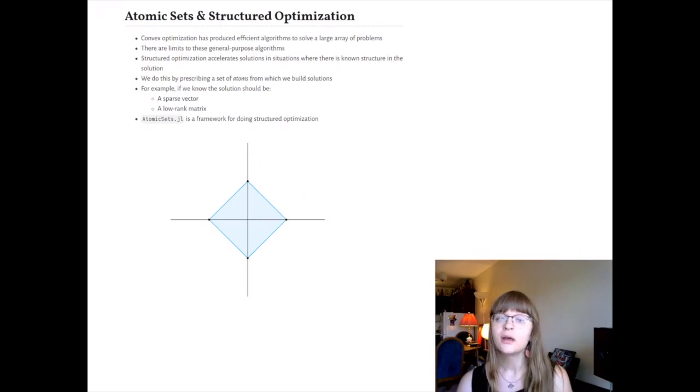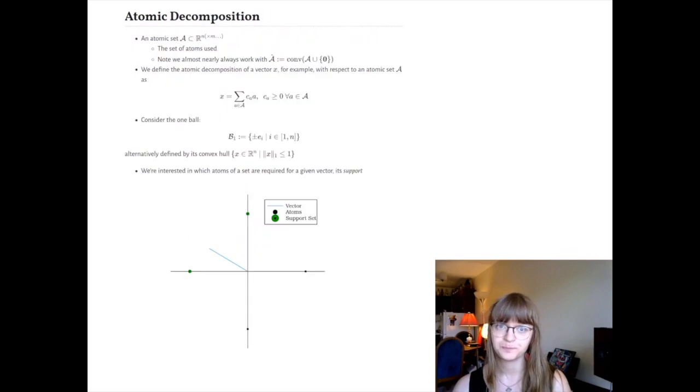the solution. The way we do this is by prescribing a set of atoms from which we can build solutions more efficiently. So for example, if we know that our solution should be a sparse vector, we would expect it to be built from a small number of basis vectors, and so those are our atoms. Or if we expect our solution to be a low-rank matrix, then again, we would expect it to be built from a small number of rank 1 outer products. And AtomicSets.jl is a general framework for doing this kind of structured optimization.